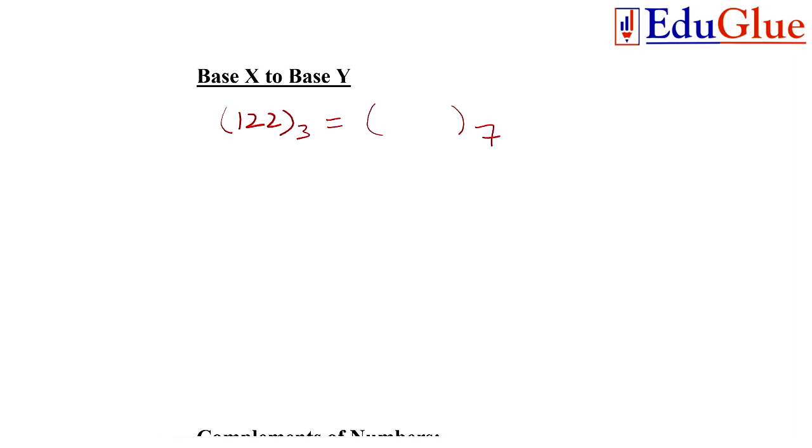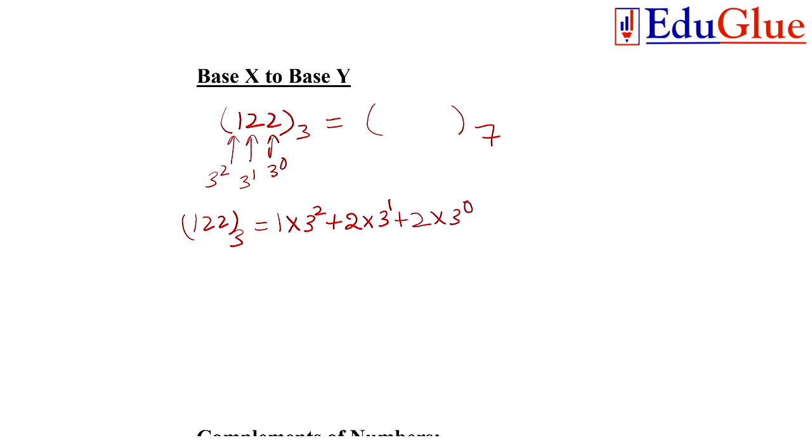What we need to do? We need to first convert this 122 into a decimal number. How will we do it? Multiply it by the weight of the base. So 122 base 3 we can write as 1 into 3 to the power 2 plus 2 into 3 to the power 1 plus 2 into 3 to the power 0. So we will write it as 9 plus 6 plus 2. So this is 17. Now it has been converted into decimal.